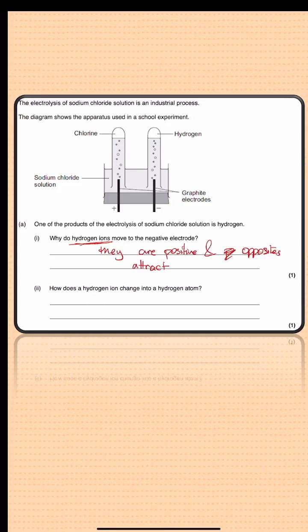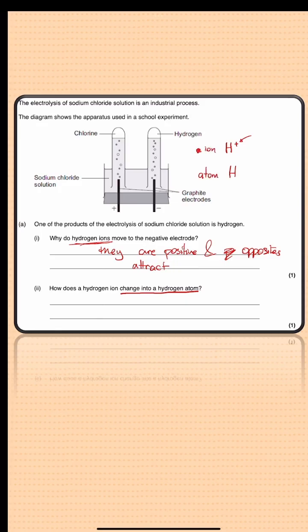How does a hydrogen ion change into a hydrogen atom? It is to do with electrons. It could either gain or lose electrons. They gain electrons. How do we know it gains and not loses? Because hydrogen is H+, and the plus indicates it has too few electrons. What needs to happen is it needs to turn into hydrogen atoms. In electrolysis, you always start off with an ion and the ion turns into an atom.